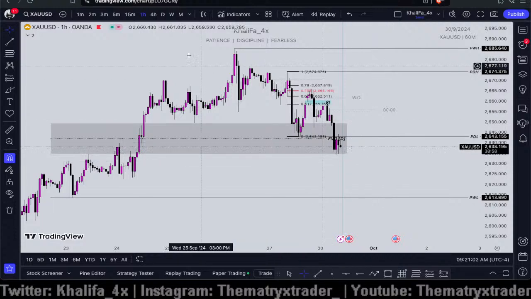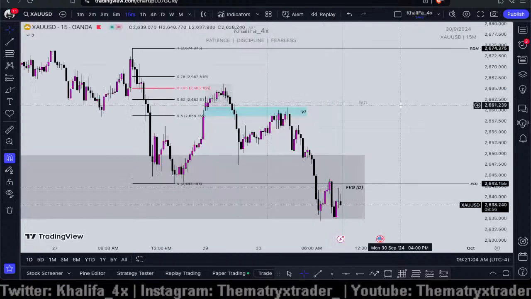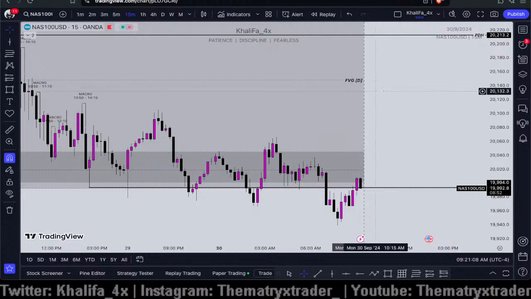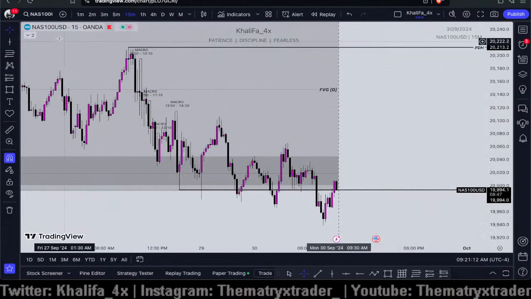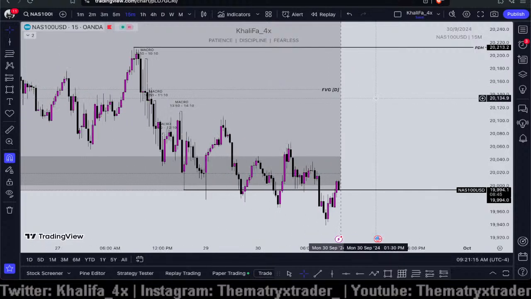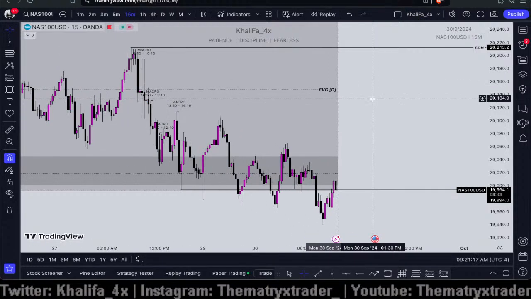Yes mate, optimal trade entry is something most of the people don't use, but it actually works pretty well. And to be honest with you, I found myself profitable around 75% when I took entries based on the optimal trade entry levels. 75% of my trades got a win.